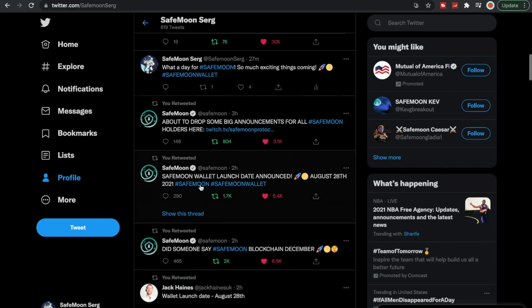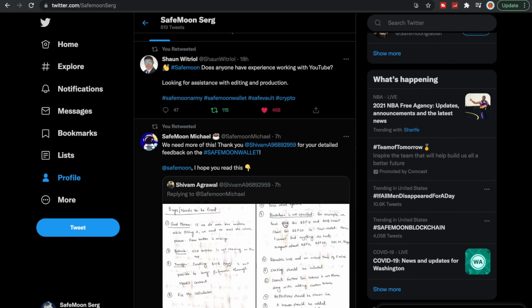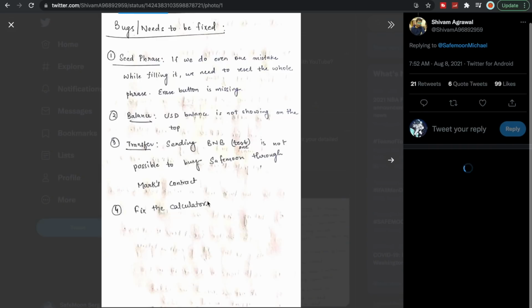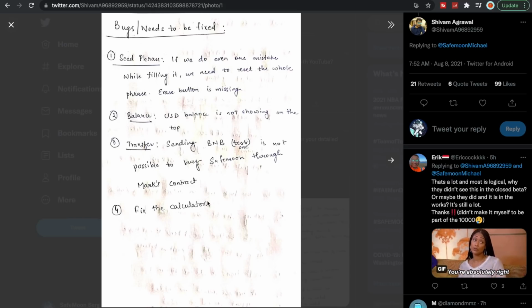And so I also wanted to show you guys this tweet from Safemoon Michael, whose content and tweets I absolutely love. But he did put this out. Everyone keeps posting, whether on the Facebook community or on Reddit, whatever the case is, about the bugs that need to be fixed on the beta wallet launch that happened for Android yesterday. People need to understand that they need to communicate with the dev team about this. I'm sure for the people that got in, there's a way to do it.